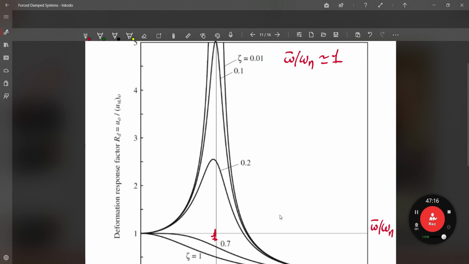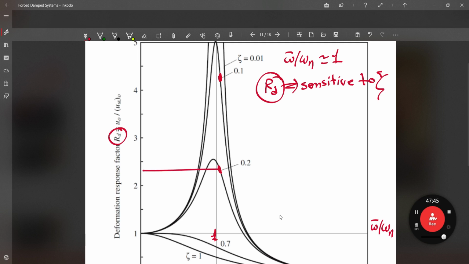Okay, and in this case, RD is going to be, as you can see here from the graph, very sensitive to the damping ratio. RD is going to be very sensitive. So if we have 0.2, it is going to be very largely different than 0.1. RD is going to be very sensitive to the value of the damping ratio.